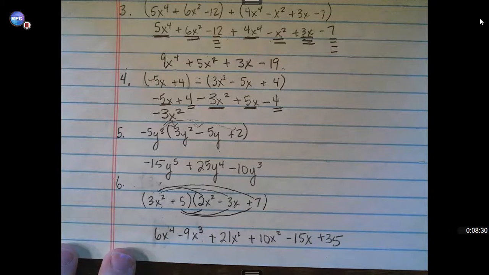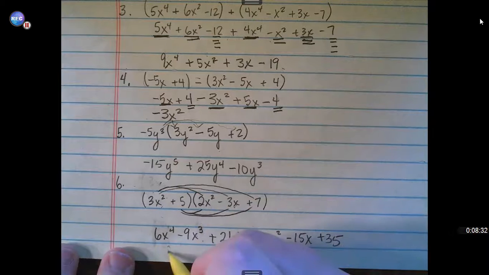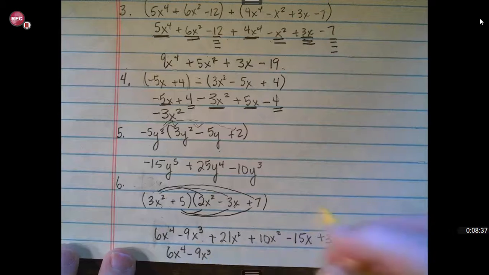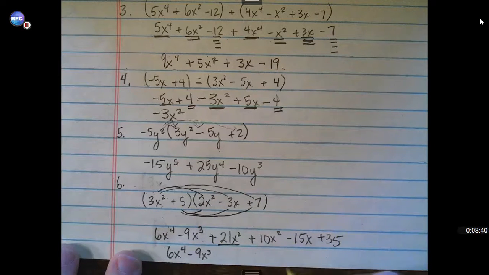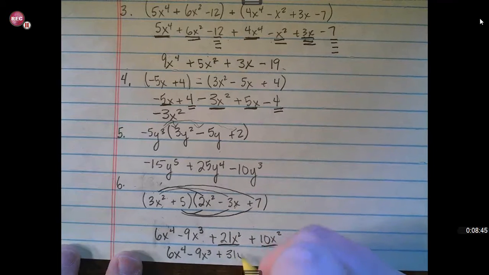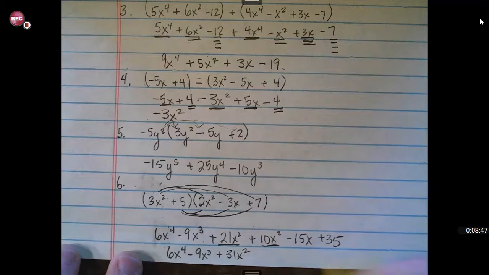And now I need to add like terms. Well, there's nothing to go with 6x to the 4th, and there's nothing to go with 9x cubed. But I can add 21x squared and 10x squared and get 31x squared. And then there's nothing to go with the 15x, and there's nothing to go with the 35. So there's my answer. 4, 3, 2, 1, 0. It's in standard form.